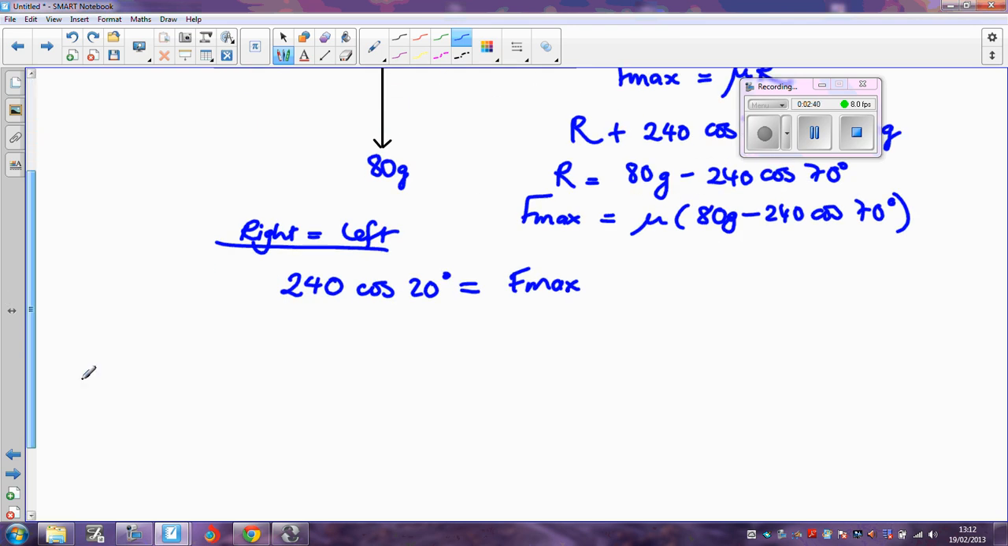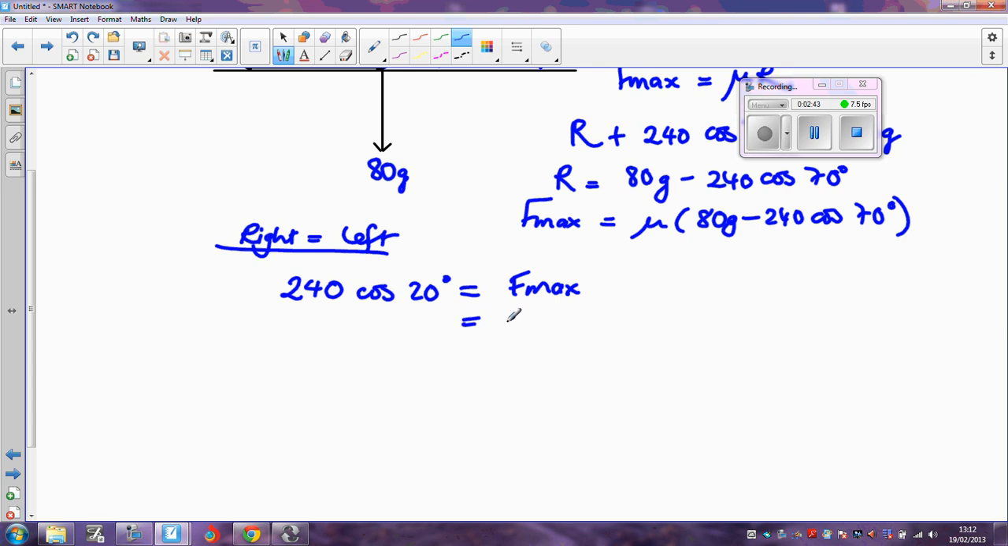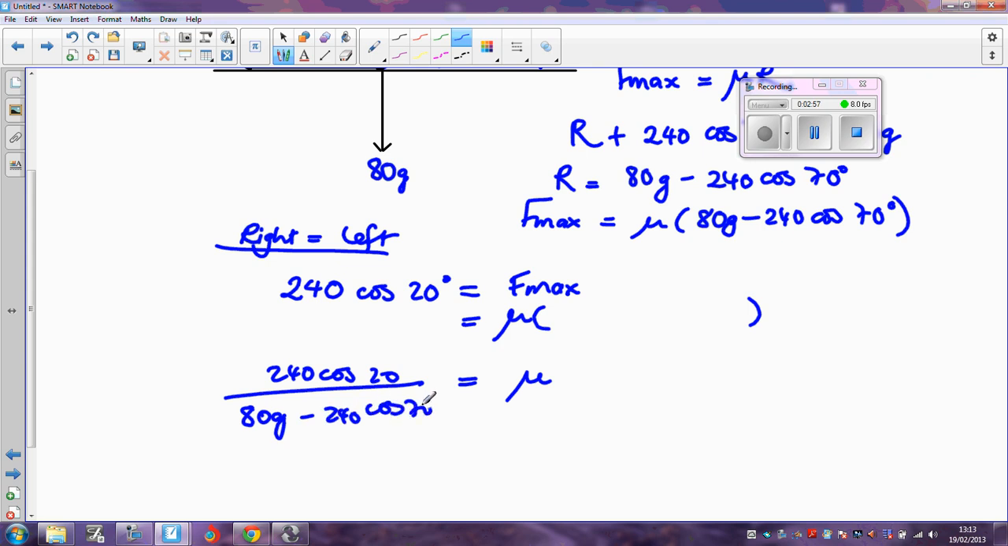And I also know that my F max is equal to mu times that thing in the bracket. In other words, mu, the coefficient of friction, is going to be 240 cos 20 divided by the thing in the bracket. Well, that's my 80g minus 240 cos 70 degrees. And if I work that out, it comes out as 0.321.